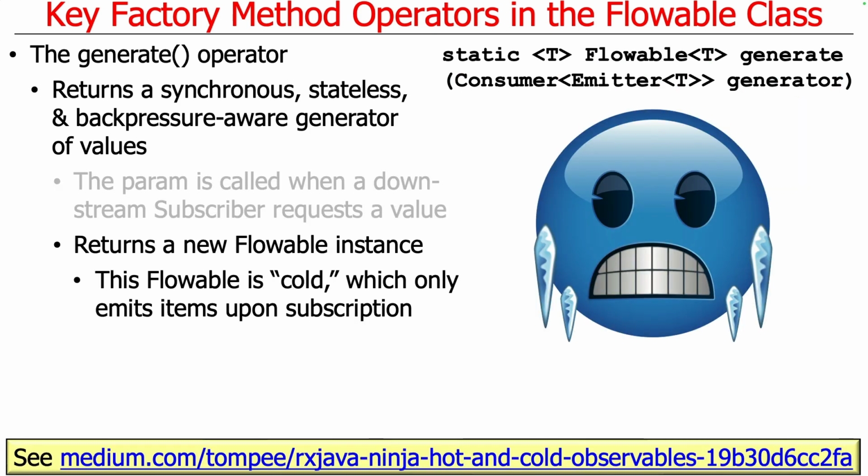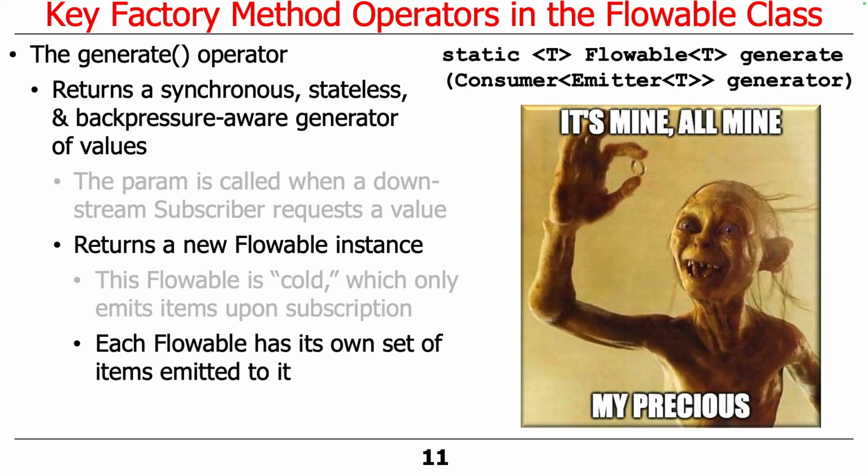It returns a new Flowable instance, which is also cold, which means every time a new subscriber comes along, it will start from the beginning. Each Flowable has its own set of items emitted to it. So you're not sharing anything. It's as if you had distinct publishers for each subscriber.